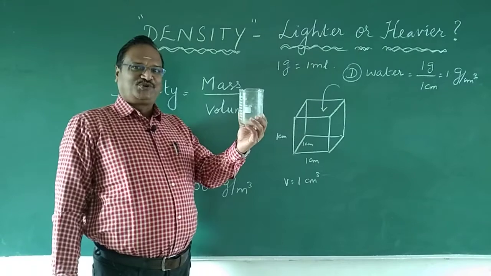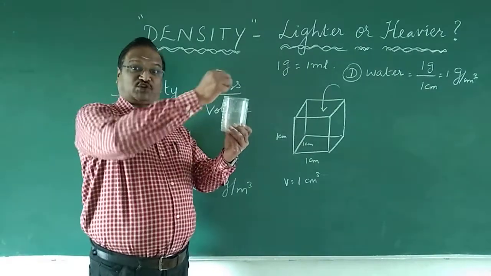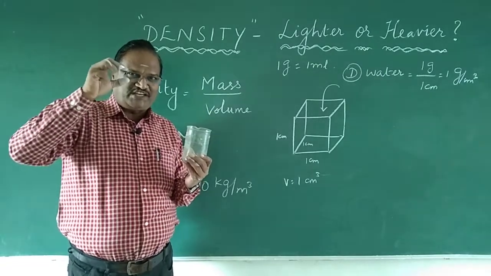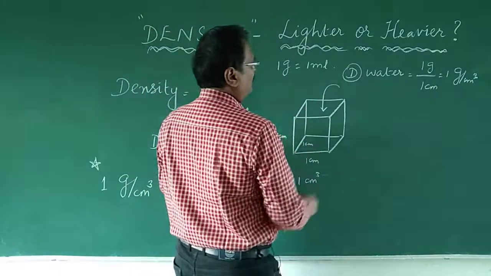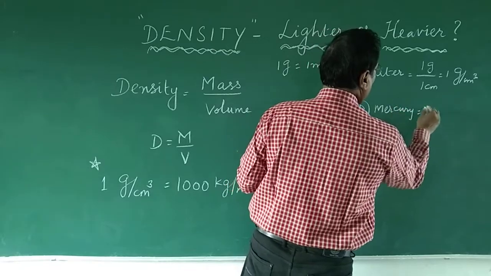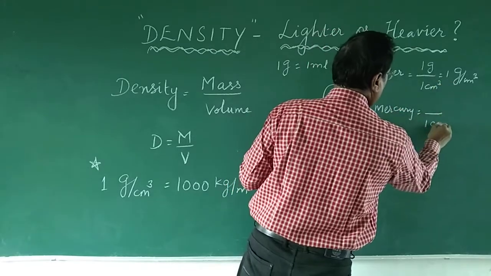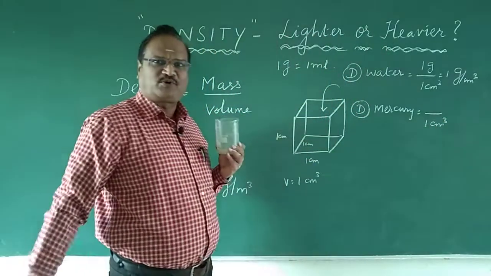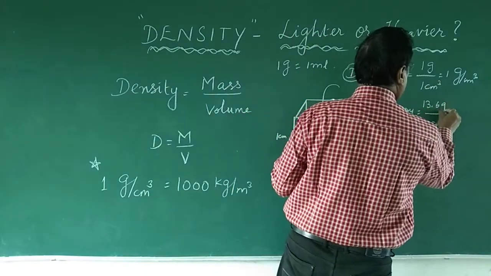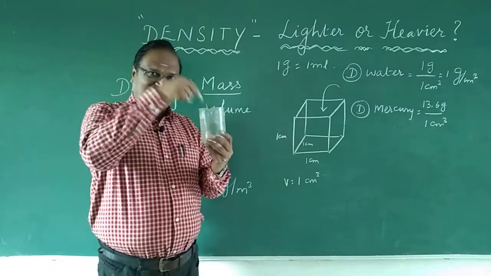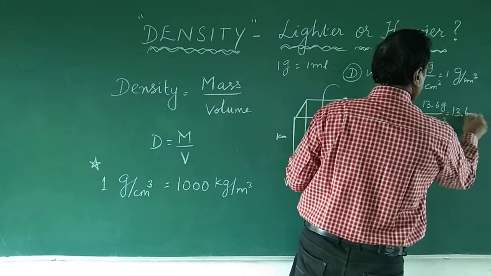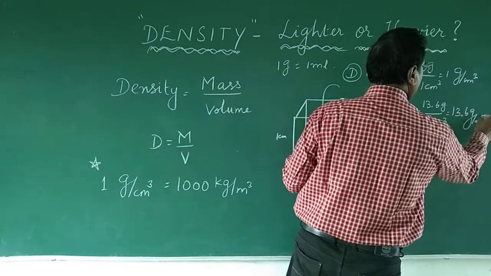Okay. Now I am going to take, for example, mercury. You know mercury? Not the planet. The mercury, silver, shiny type. Yes, I take mercury. In 1 cubic centimeter, how many grams do I have to put? We will find that you put 13.6 gram of mercury. So the density will be 13.6 gram per cubic centimeter.